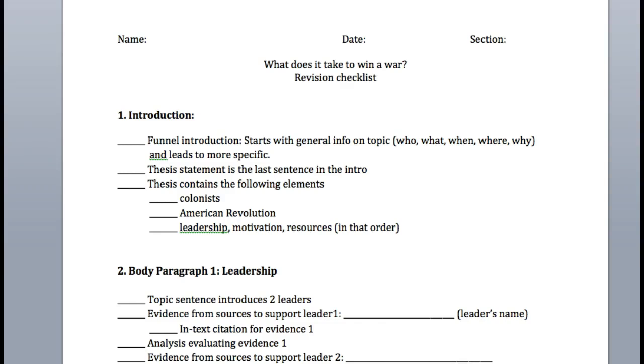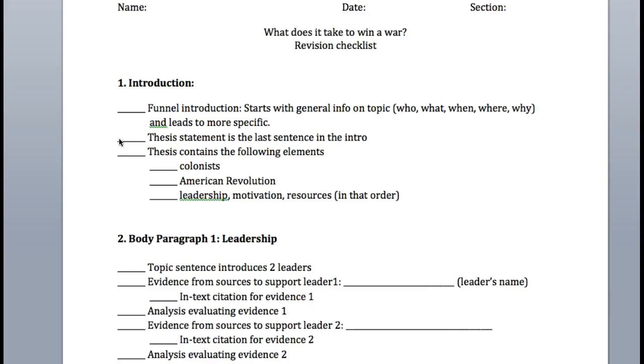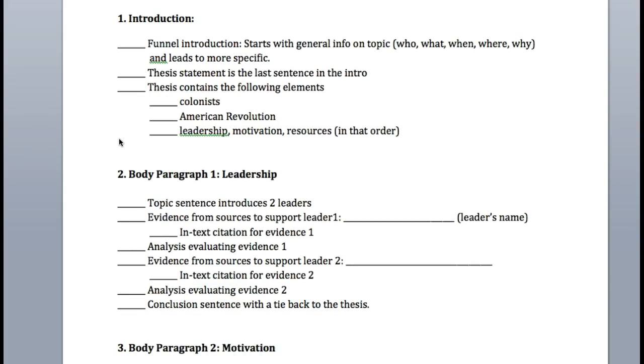Okay, your What Does It Take to Win a War checklist is on your Blended Schools page. You might want to put it down in Notability so that you can check it off. Starting with your funnel introduction, did you start with general info on your topic, a fact, a quote, etc.?